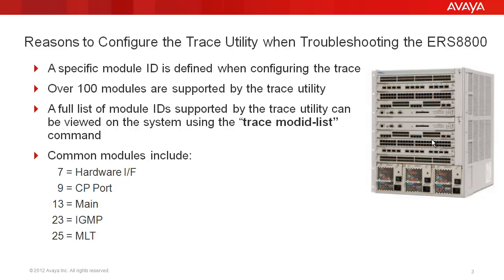There are over 100 separate modules supported by the trace utility. A full list of module IDs supported by the trace utility can be viewed on the system using the trace mod ID list command. Common modules include 7 being the hardware interface, 9 identifies the CP port, 13 is the main process, 23 will be the IGMP process, and 25 identifies the MLT service.